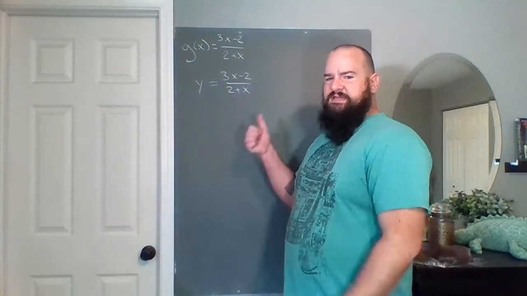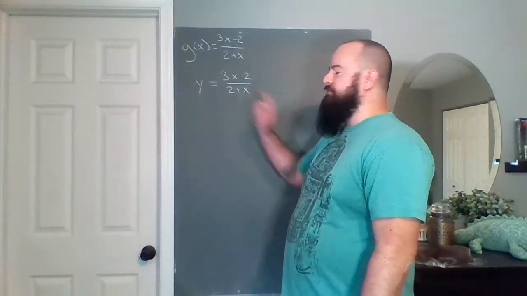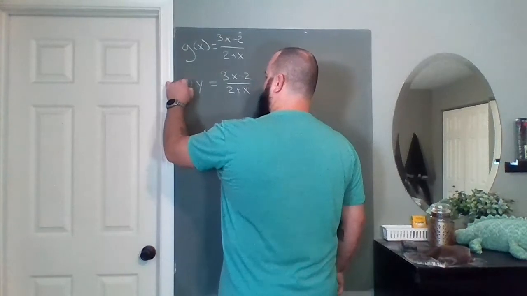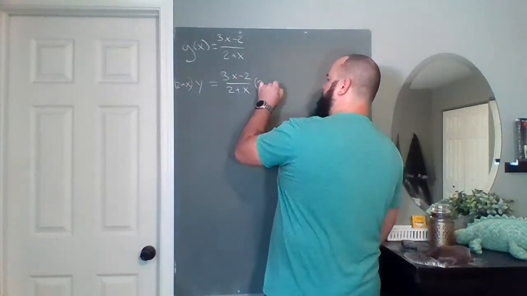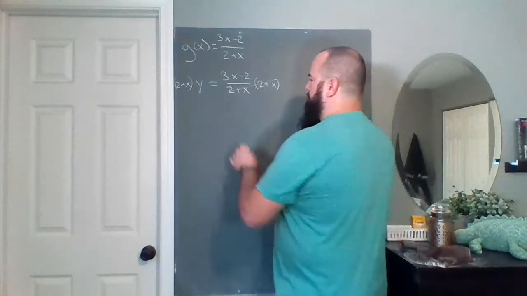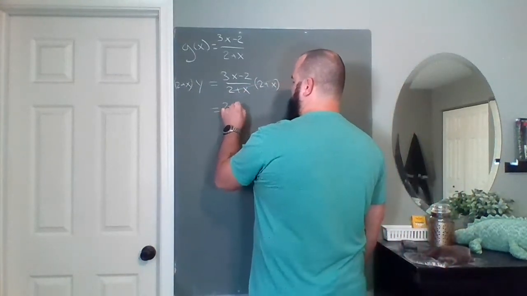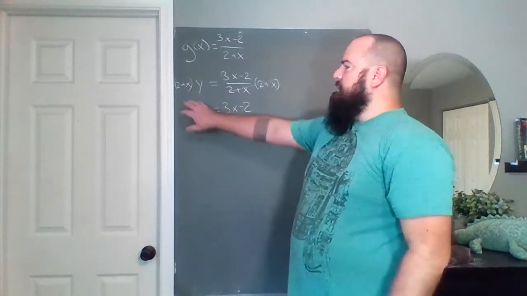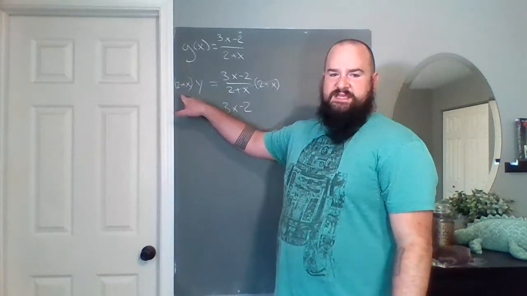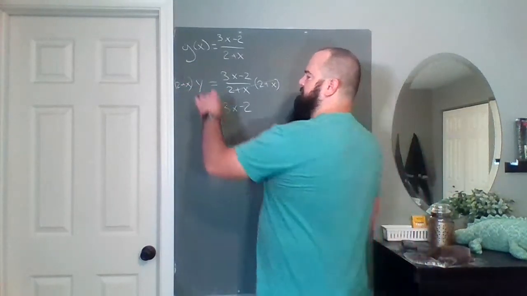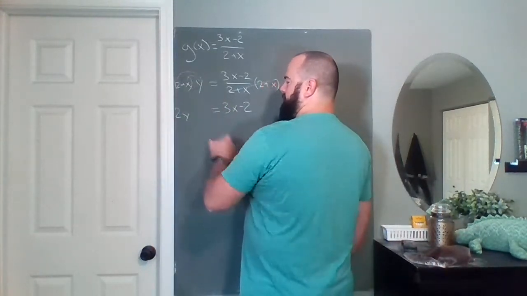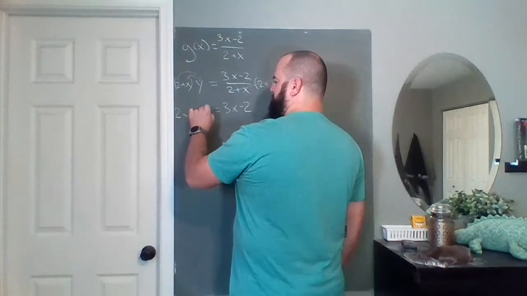The first thing we want to do is get rid of this fraction. So I want to multiply both sides by 2 plus x. When I do that, those cancel out, and I'm left with 3x minus 2. Now over here, I'm going to jump a step as well. I want to distribute this because I don't want this x trapped in the parentheses. So I'm going to take y times 2 to give me 2y, and then y times x to give me plus xy.